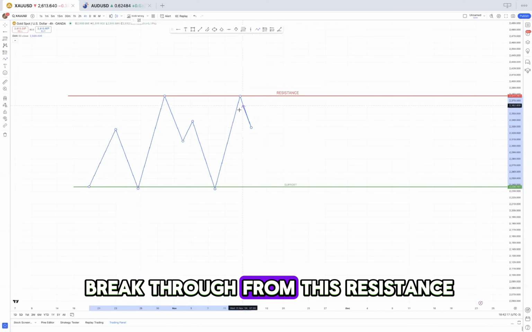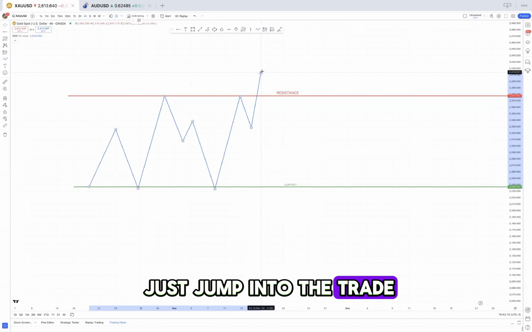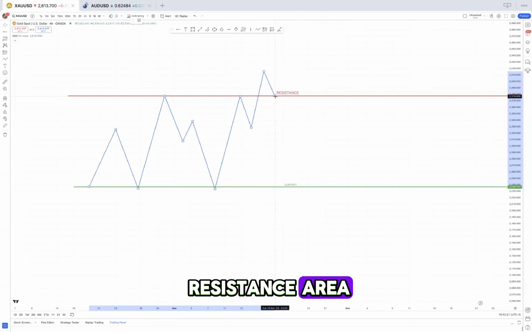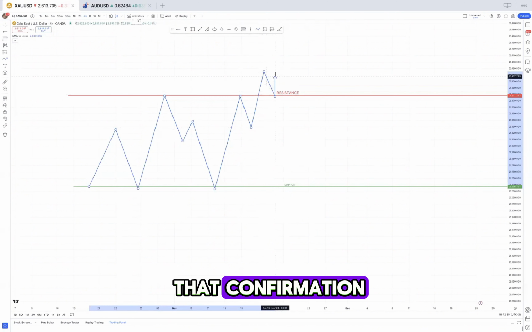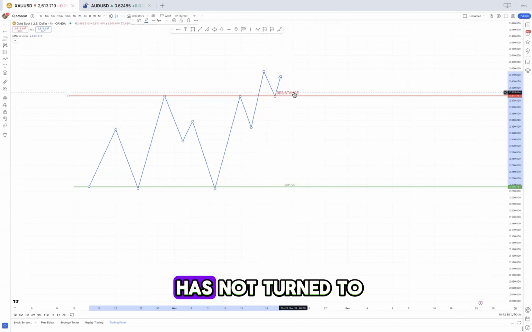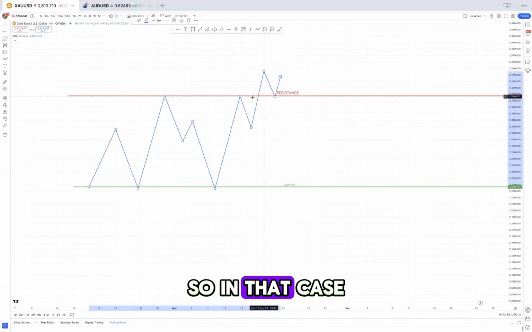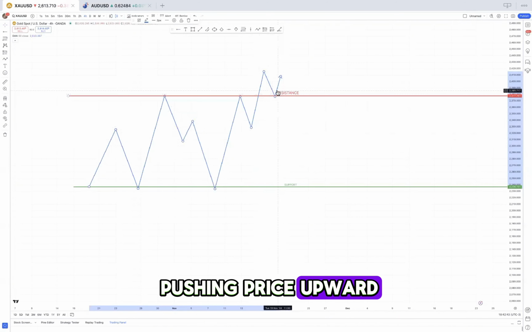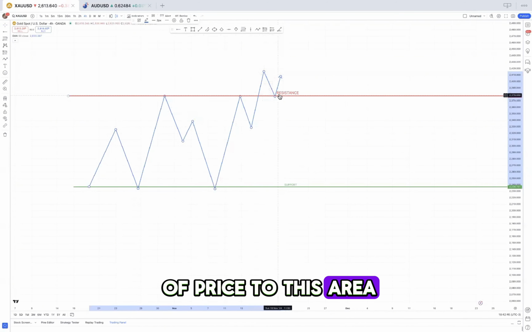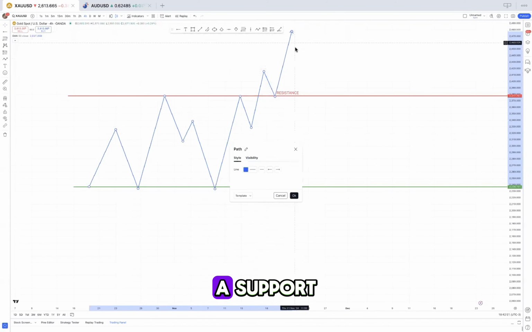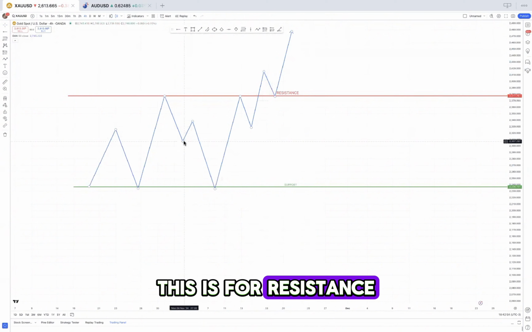When price breaks through this resistance, you don't want to just jump into the trade. All you want to do is wait for the price to retest back to this resistance area. For the price to retest back to this resistance area and move up again, it has given you confirmation that this resistance is no longer a resistance area. It has now turned to a support area. So instead of this resistance pushing price down, it will start pushing price upward. So the retest of price to this area after the breakout has given you confirmation that this has now turned to a support. This is for resistance turn support.